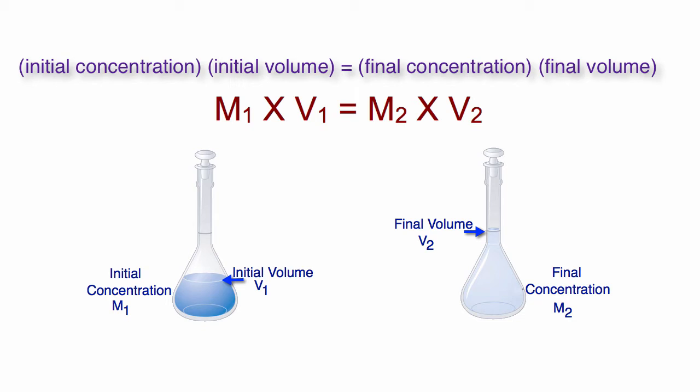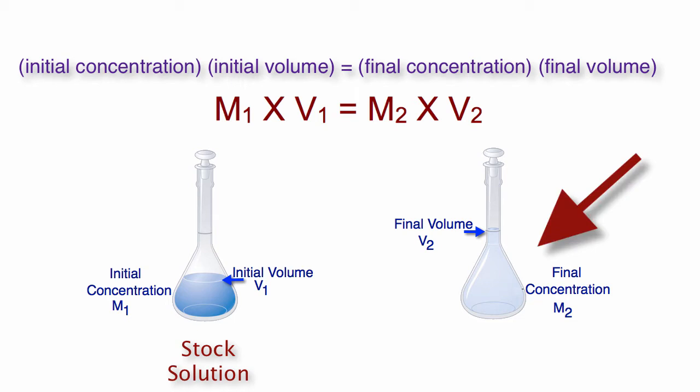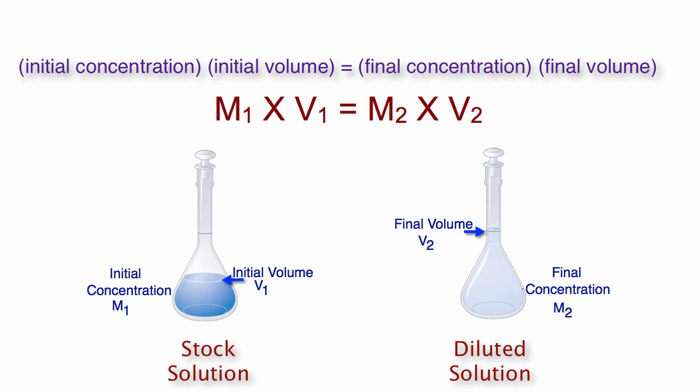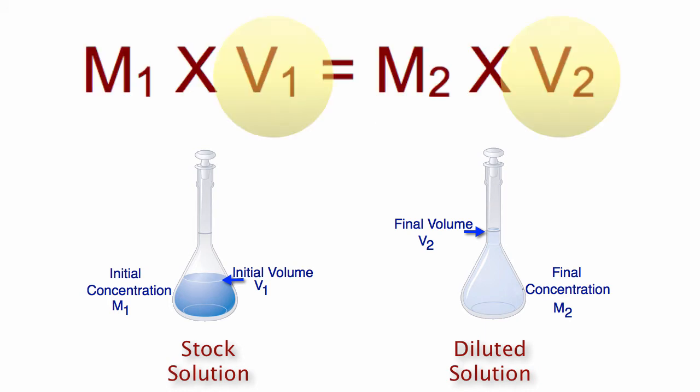In this equation, M1 and V1 are the molarity and the volume of the stock solution, the solution to be diluted, and M2 and V2, the molarity and volume of the solution resulting from the dilution. Because volume appears on both sides of the equation, any volume unit, not just liters, may be used as long as it is the same on both sides of the equation.